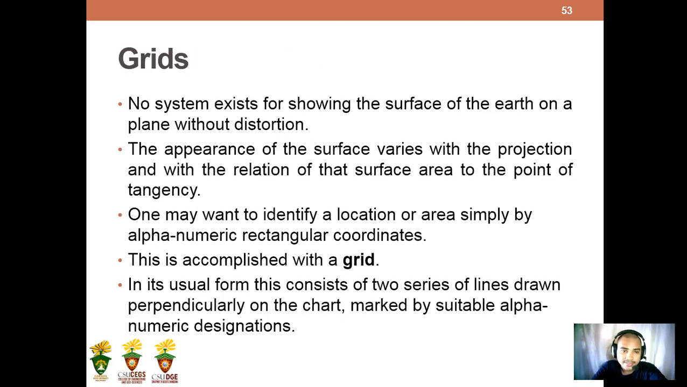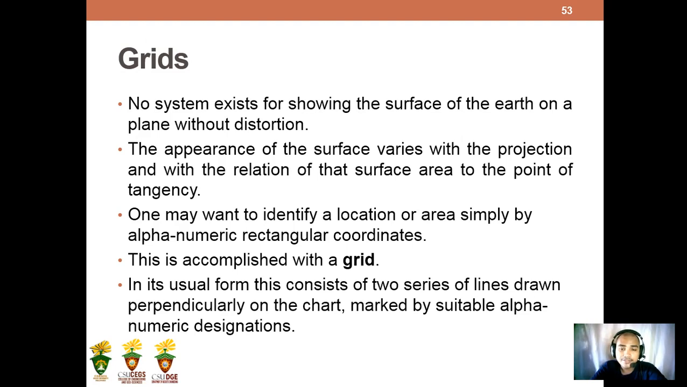So, we have here grids. A grid is a system for showing the surface of the Earth on the plane without distortion. So we already know from your cartography, some of you are taking cartography now, and some have finished it, especially those 5th-year students, that projecting from the spherical Earth to a plane is impossible without distortion. So distortion is what you see. On the next slide we will also discuss distortion, to recall your knowledge about map projection.